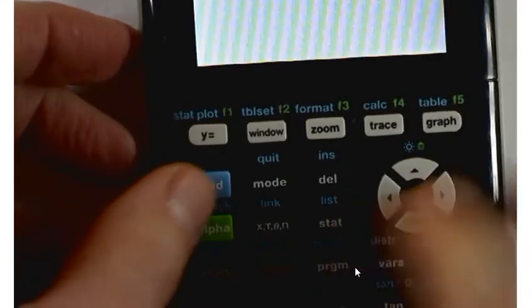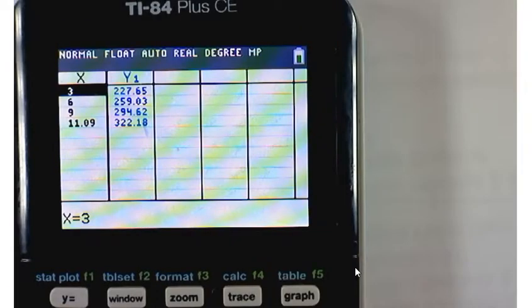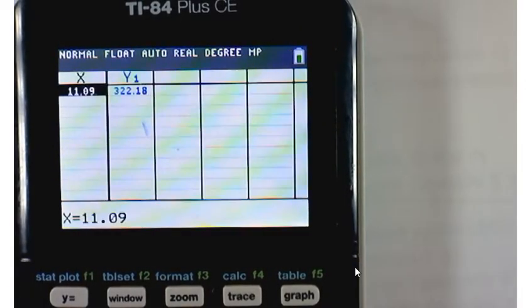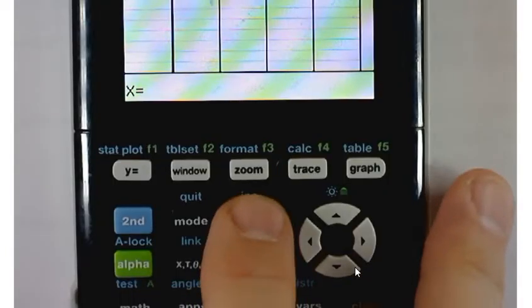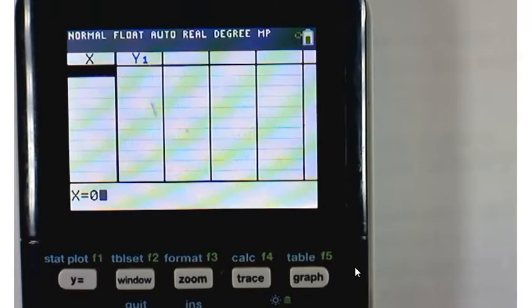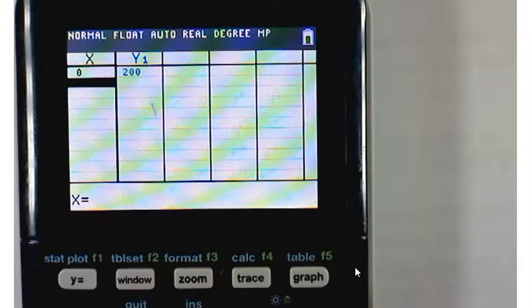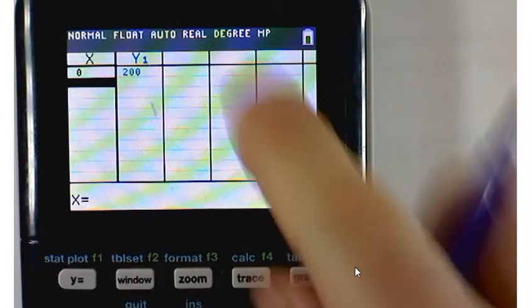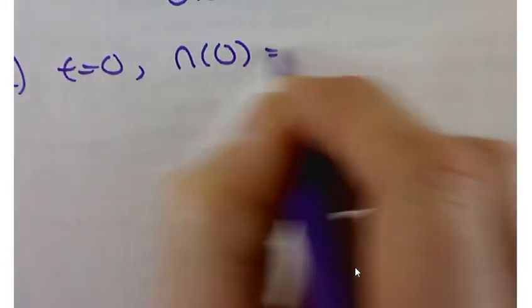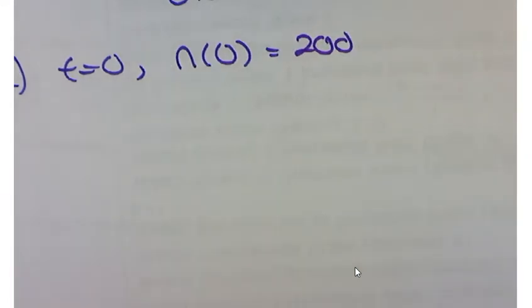So the easiest thing to do, especially since we've got this already programmed into our calculator, is to go to the table and delete all these old values with the delete key up here. Delete, delete, delete. And type in a 0. You should get a nice even 200 out of this. If you don't get a nice even 200, you put in your function in the wrong way. So that's our initial population. T equals 0. N of 0 is 200. So 200 birds initially.